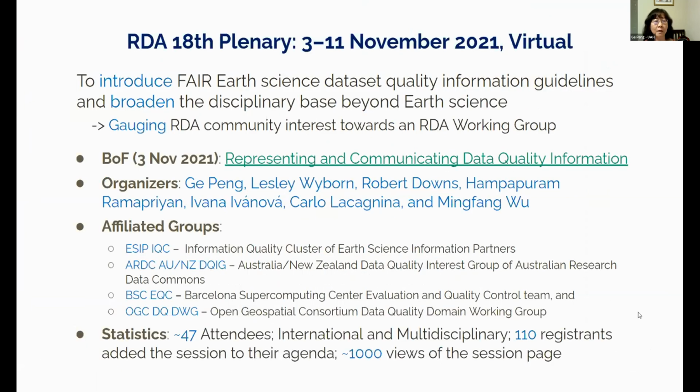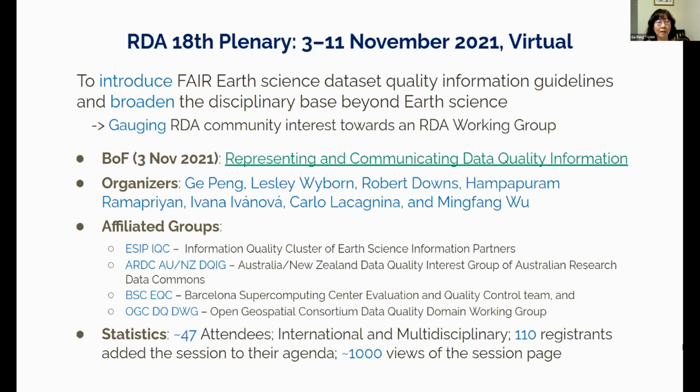The session was held on November 3rd, 2021, and the goal was to introduce the dataset quality information guidelines that we have developed for the Earth Science community, and to gauge the RDA community interests towards an RDA working group, to broaden the discipline base, go beyond Earth Science. The organizations are from various groups. They are international, and I have a list here.